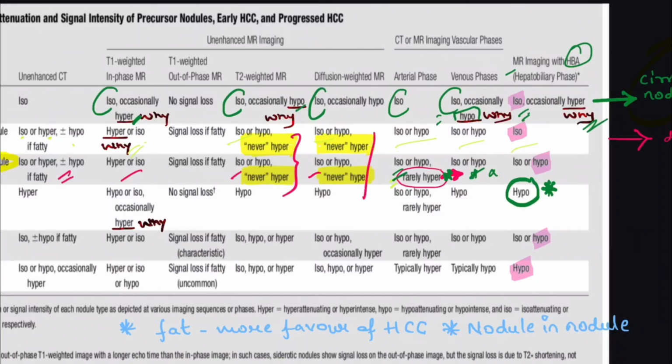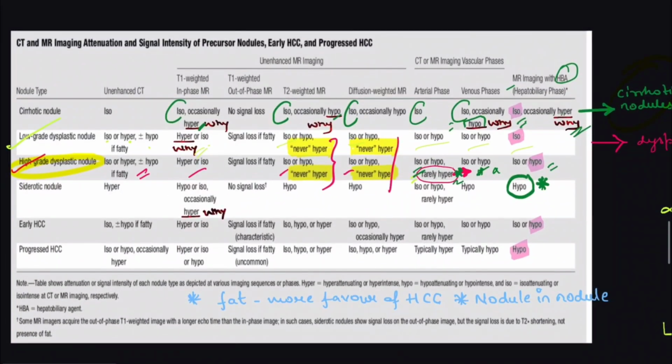And from this stage, as there can be angiogenesis with arterial hyperenhancement, there is lesser OATP, so there can be a hypo appearance on the hepatobiliary phase. So this differentiation occurs from the high grade dysplastic nodule stage. Next is the early HCC stage.